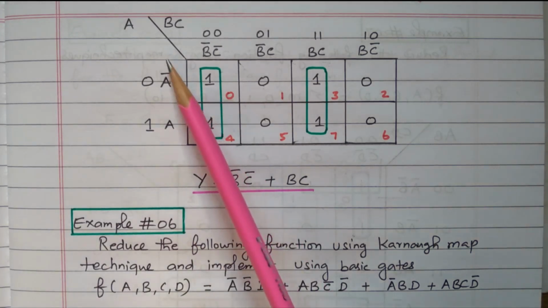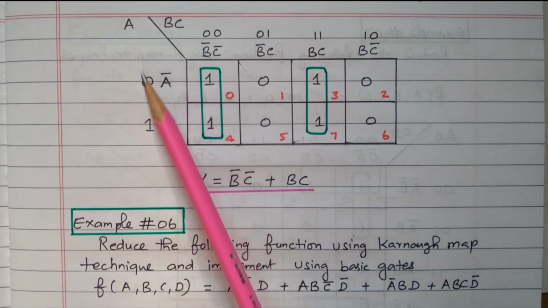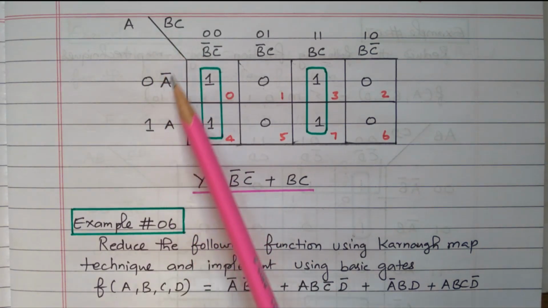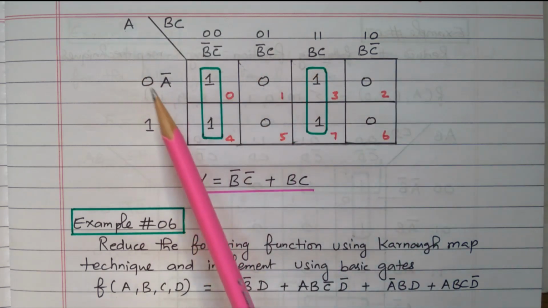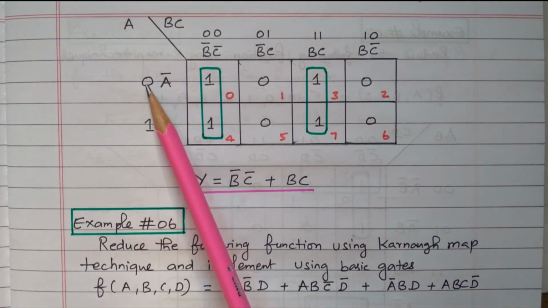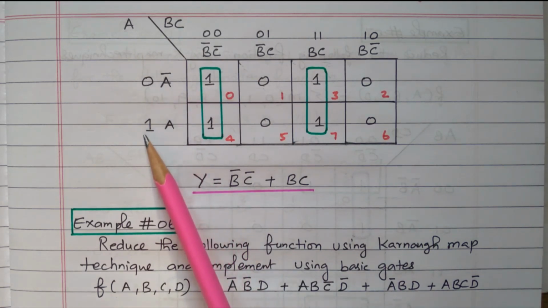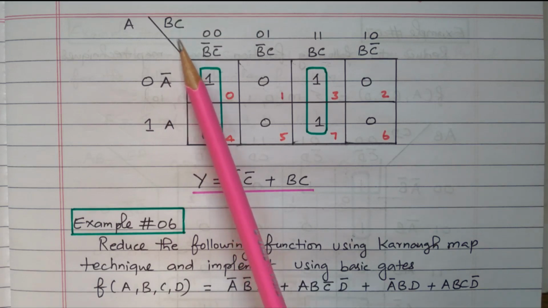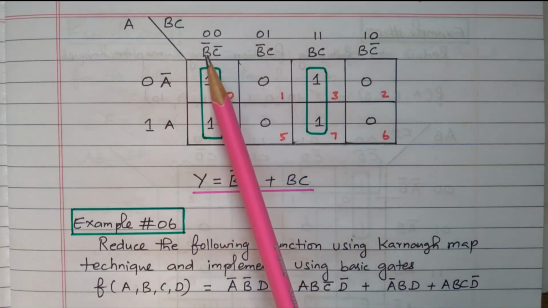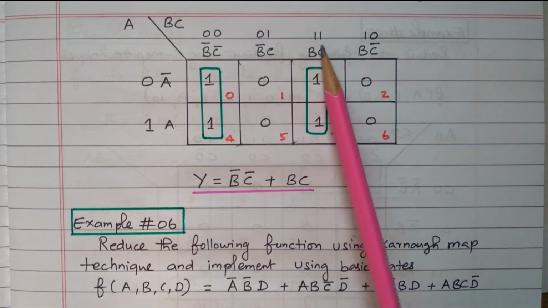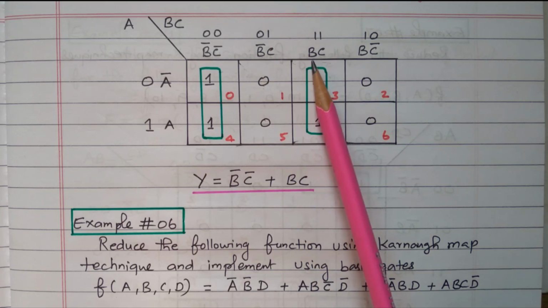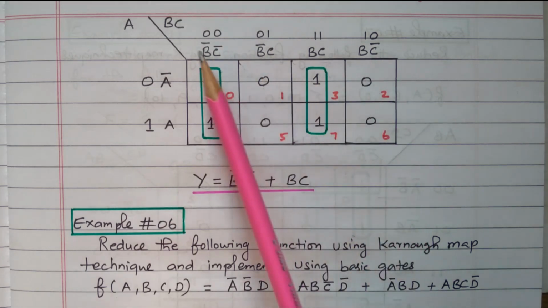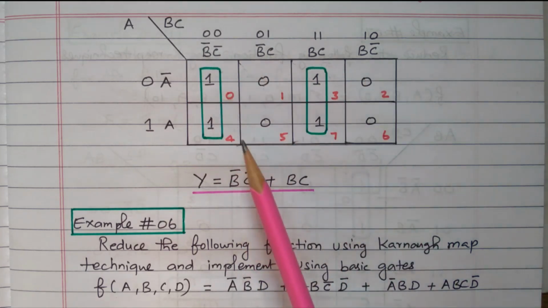So we have the 3 variable K-map A, B, C. A is represented in the vertical manner. B and C are available in the horizontal manner. A having 2 values, A bar and A, that is 0, 1. Similarly, B, C are 2 variables, so 4 combinations are available: 0 0, 0 1, 1 1, 1 0. That is B bar C bar, B bar C, B C, B C bar. Because of 2 variables we have 4 options.